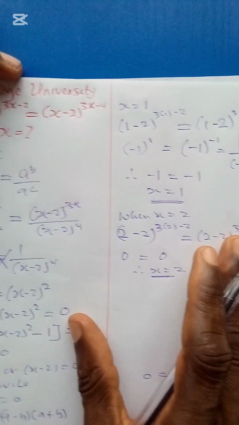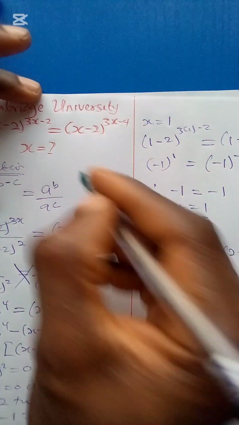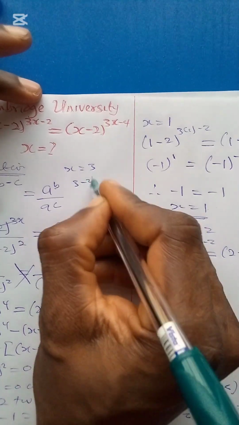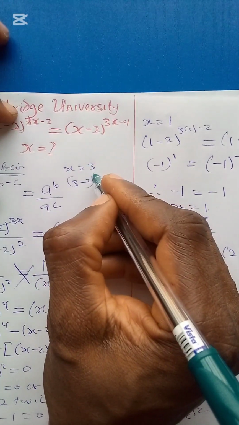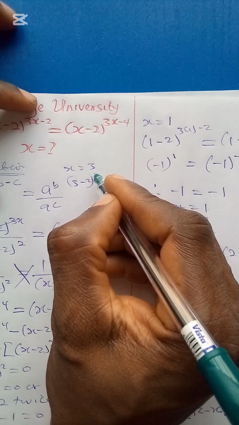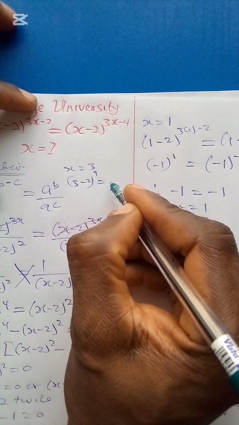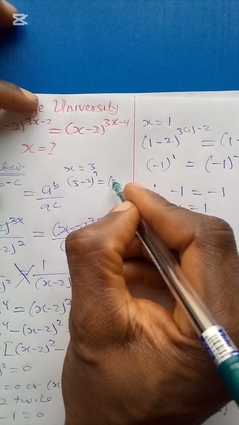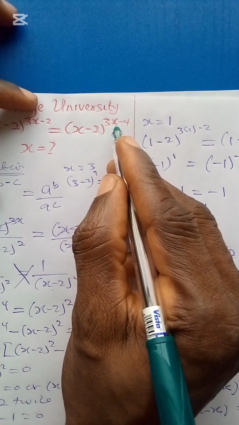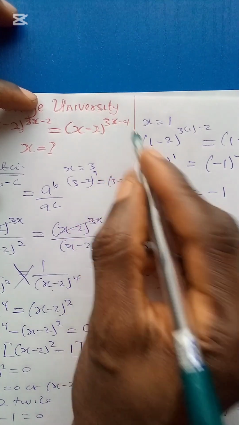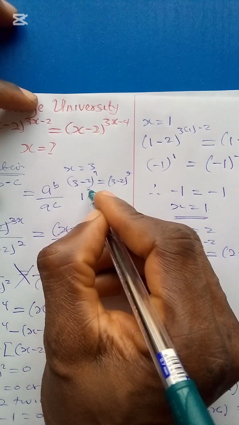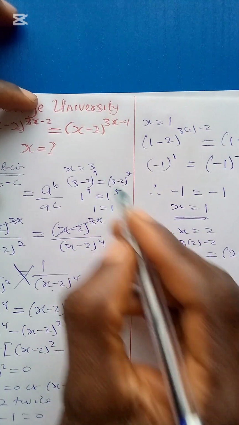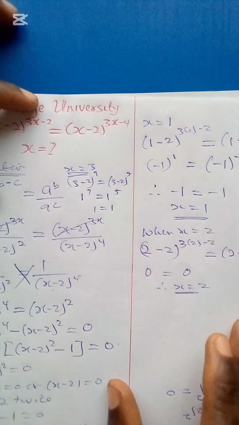Then lastly, we can substitute x equals 3. That becomes (3 minus 2) all raised to power 3 times 3, which is 9, and 9 minus 2 is 7, equals (3 minus 2) again raised to power 3 times 3, which is 9, and 9 minus 4 is 5. Here is 1 raised to power 7 and here is 1 raised to power 5. 1 is equal to 1. That means that x equals 3 is also a solution.